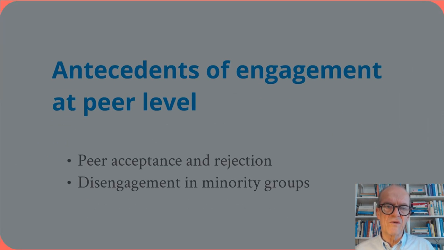Then antecedents, we were talking about antecedents of engagement at the peer level. This is, of course, a very important level. It's briefly addressed here, but peer acceptance and rejection processes can be very influential as far as student engagement is concerned. So they need proper attention, especially when bullying is taking place in primary education, for instance, and students are not included in the social environment but excluded on all kinds of obscure reasons. Disengagement in minority groups is, of course, an issue to be addressed seriously because it may be the precursor of dropout, as we already have discussed, and maybe the precursor of other and more serious problems.